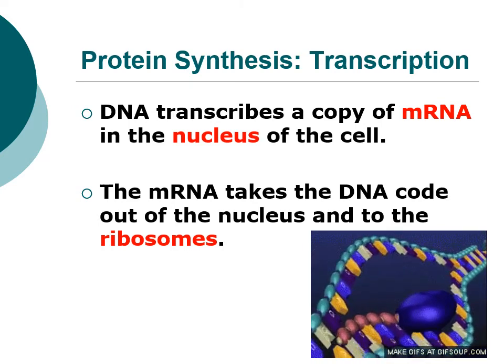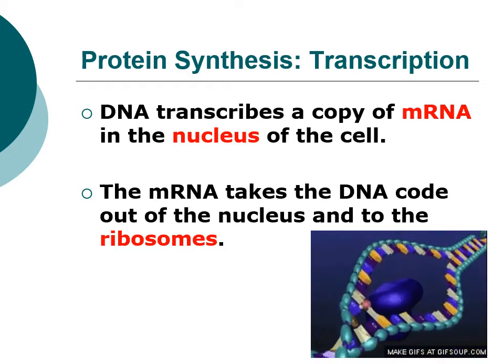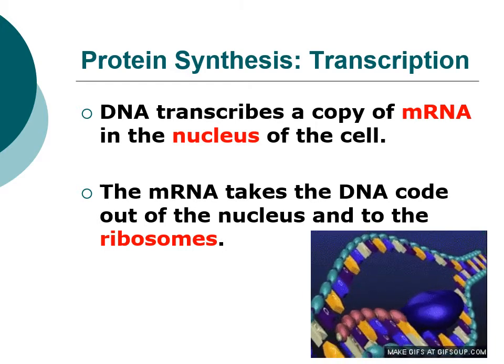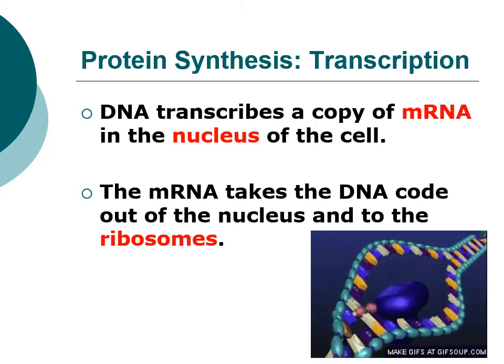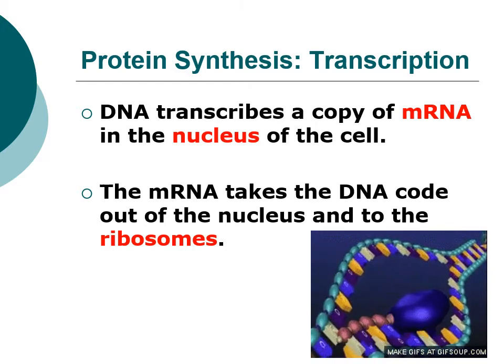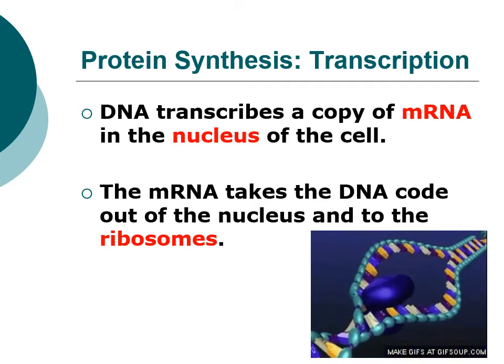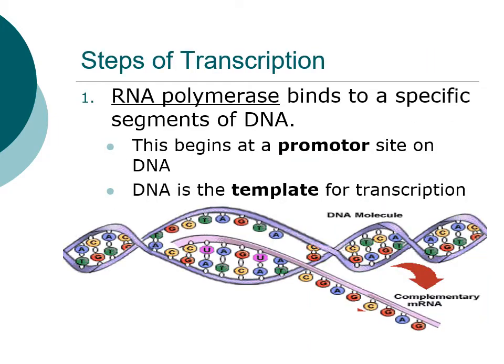And you notice the sugar is red here instead of green, if you're not colorblind. And so that is the ribose sugar. That's why it's a little color different. So it's going to make a copy in this replication bubble here. And it's going to take that code out of the nucleus, because it's half the size of DNA, it could fit through the doorways, and to the ribosome. And that's what's happening in transcription.